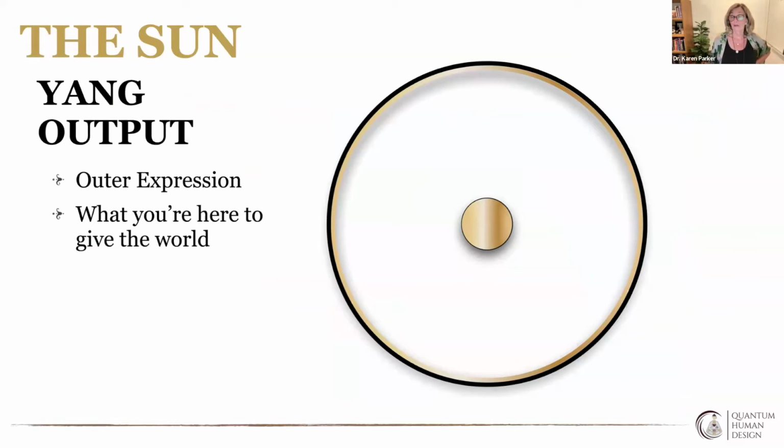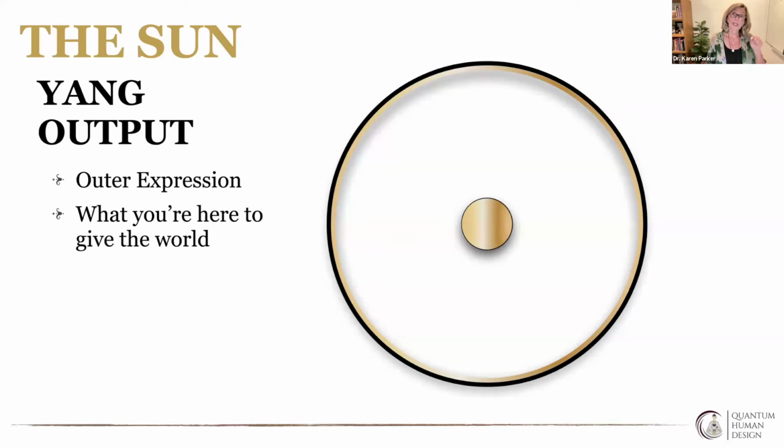What is the curriculum that each one of these planets shows us and helps us understand in our natal charts, and of course in the transits as well? So whatever is being lit up by the sun, and in human design, the sun moves through gates about every 6 days. So every 6 days, the sun moves to a new gate. The sun is yang, it's your output. Whatever the sun is highlighting is your outer expression. It's what you're here to give the world. So it's a big part of your life purpose in your chart.